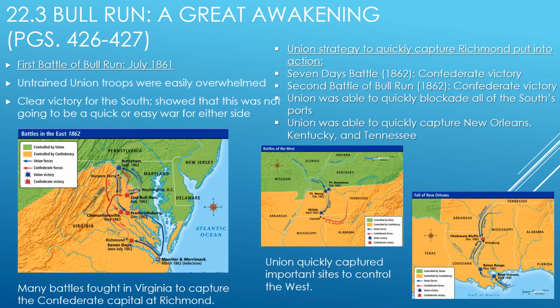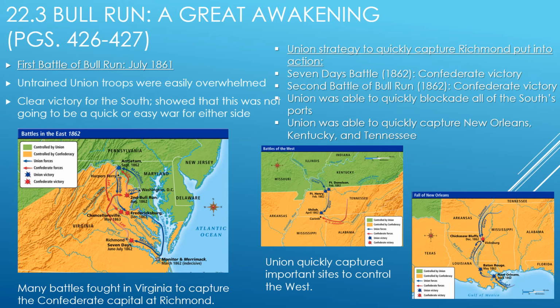In the meantime, while the North is losing all these battles around Richmond, they are doing some good things. On the ocean, the Union is able to quickly blockade, or block, all of the southern ports, so their plan there is going well for them. They're going to basically kill off the southern economy. And in the western states, out in Kentucky and in Tennessee and Louisiana, the North is winning quite a bit.